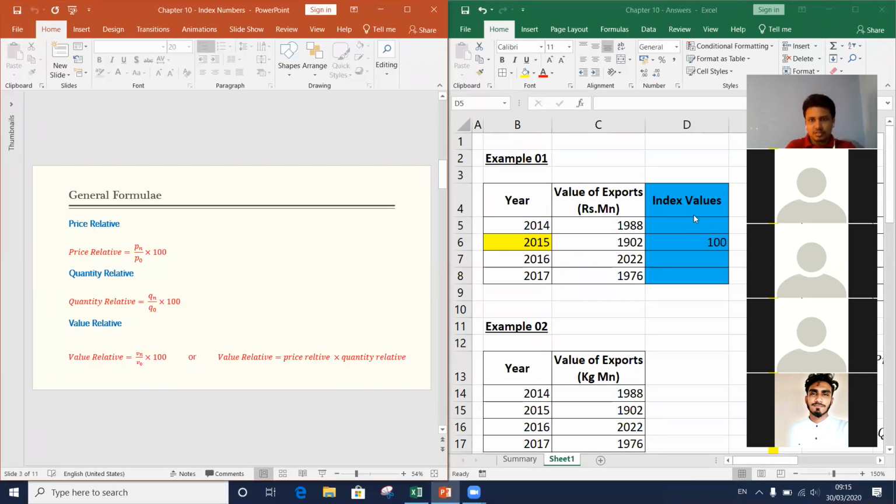How do we make a price index, the quantity index? We are going to calculate the price index. What we need to do is divide the current year price by the base year price and then multiply it by 100.